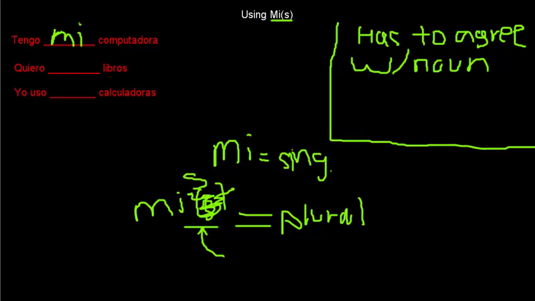Next, quiero blank libros. We see an s here. We know that this is plural, so we're going to have to use a plural version of this. And so we're going to use quiero mis libros. Yo uso blank calculadoras. Calculadoras is also plural, and so this time we're going to use the same thing as we did here, and we're going to use mis.